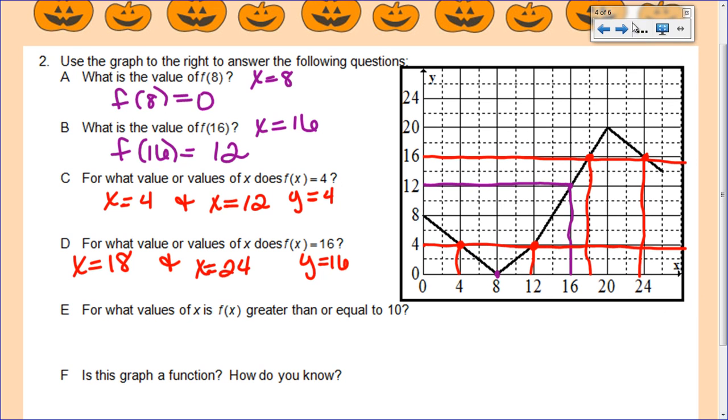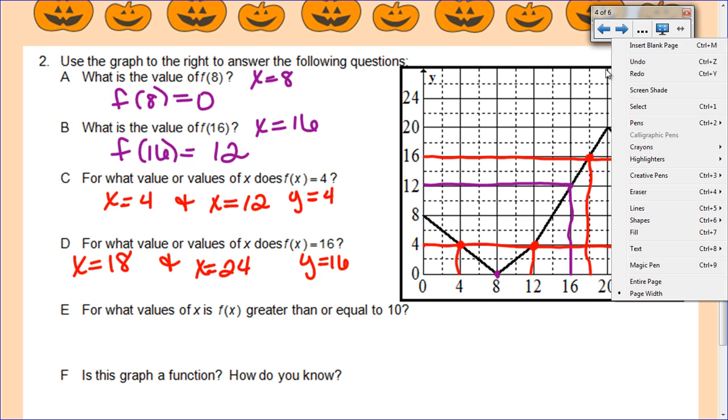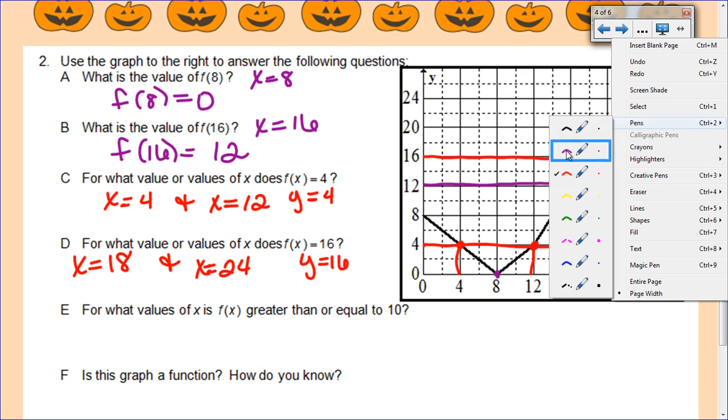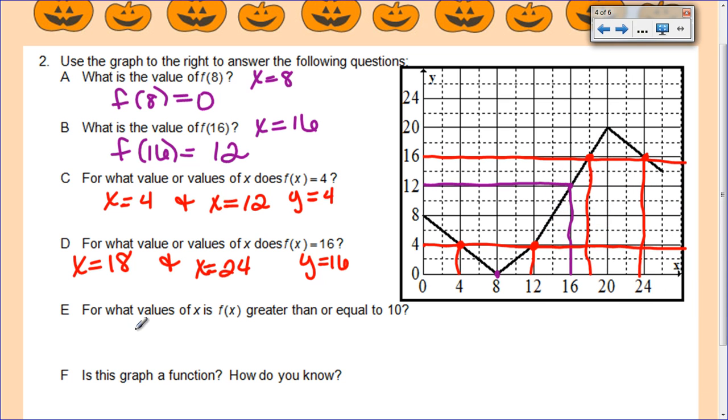Now this next one is interesting, and I'm going to use yet another color because it's asking a different question and I want to be able to look at it. So it says, for what values of x is f of x greater than or equal to 10? So they're saying y is a number greater than or equal to 10. That means at where I have y on my y-axis, I'm going to go to 10. I'm going to draw myself a line. I know I have a lot of lines happening now, but I want it to be greater than or equal, which means it can be on this line or it can be above this line.